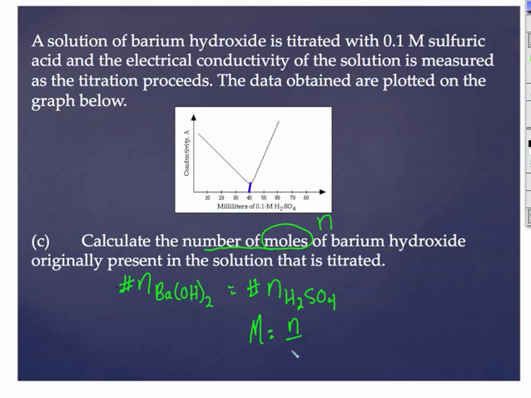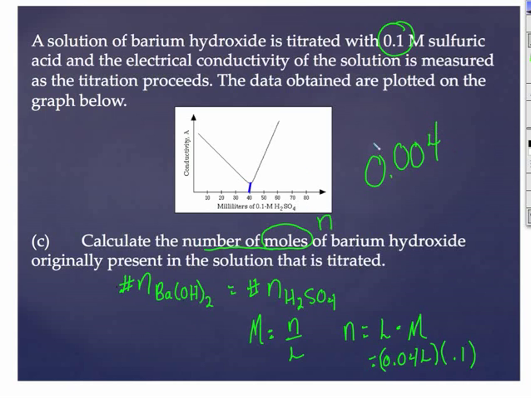So to get moles, remember molarity is moles per liter. So moles are equal to our liters times our molarity. So that's 0.04 liters times our molarity of 0.1. And so our answer would be 0.004, and I only went to 1 sig fig because that's all they gave us for our molarity, and we're estimating our volume here. So that really is the best we can do on that question.